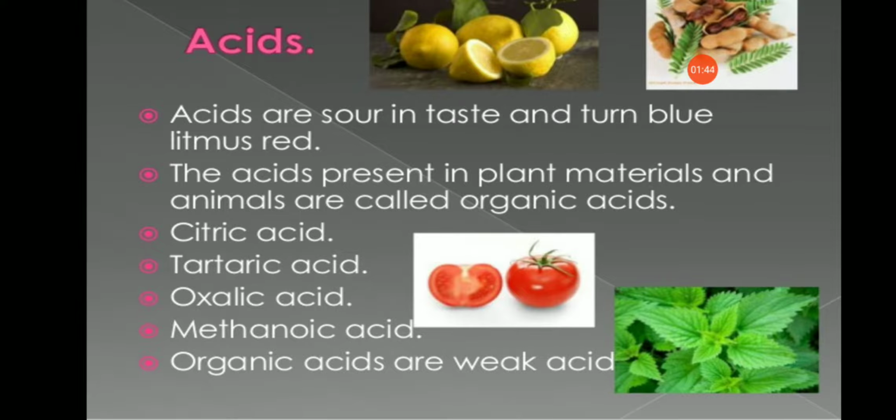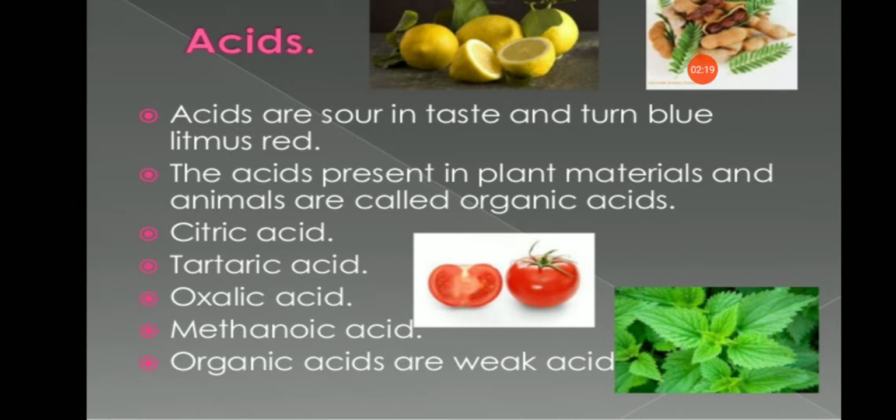You have studied in the lower classes about some of the properties of acids. They are: acids are sour in taste and they turn blue litmus paper red. On the basis of the source of origin, these acids can be classified into two types: organic acids and mineral acids. Organic acids and mineral acids. The acids present in plant materials and animals are called organic acids.